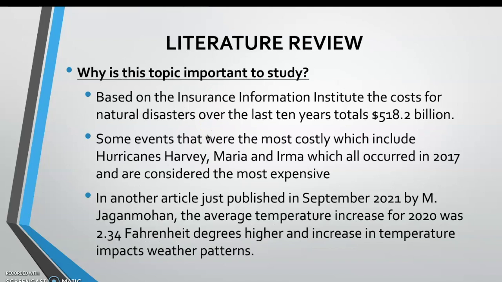Why is the topic so important to study? My literature review. Based on the Insurance Information Institute, the cost for natural disasters over the last 10 years totals $518.2 billion, which is an insanely large number. Some of the most costly events include Hurricane Harvey, Hurricane Maria, and Hurricane Irma, which all occurred in 2017 and are considered the most expensive. Obviously, the most expensive natural disasters, and that is just a very large number.